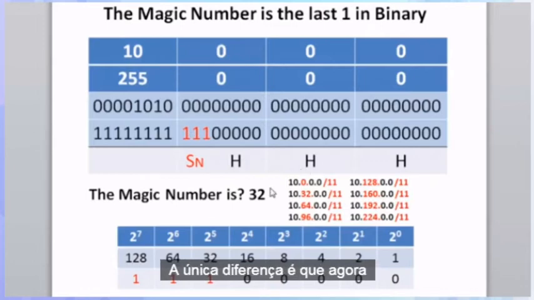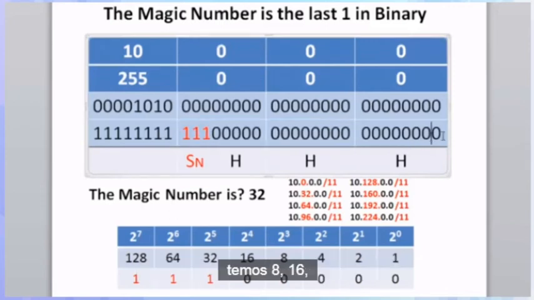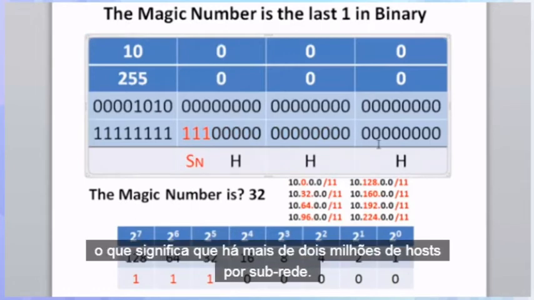The only difference is now we have a lot more host addresses. We have 21 zeros for hosts, which means there's over 2 million hosts per subnet.